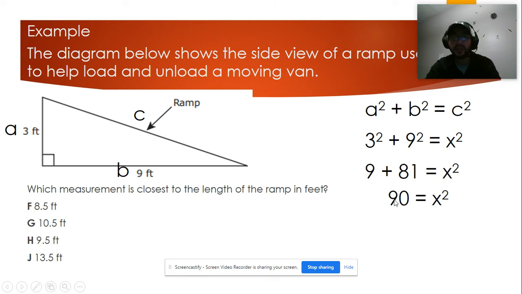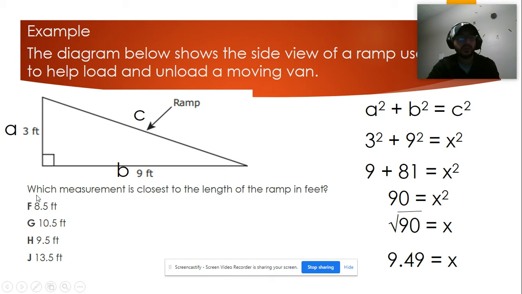But this is the area. I just want to find the length. So what is the opposite operation to the square? It will be a square root. So to find the value of X, or the length of this ramp, it will be the square root of 90. What is the square root of 90? It will be 9.49. It will be equal to the X, or in this case C, which is the ramp.